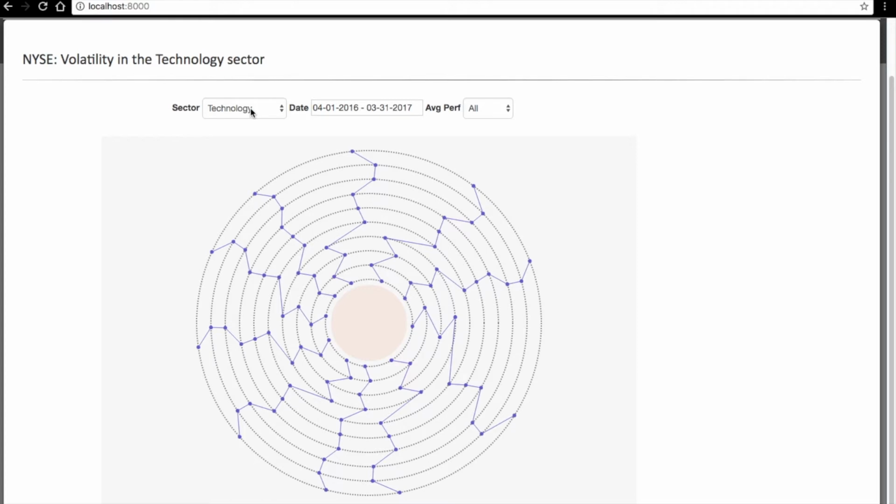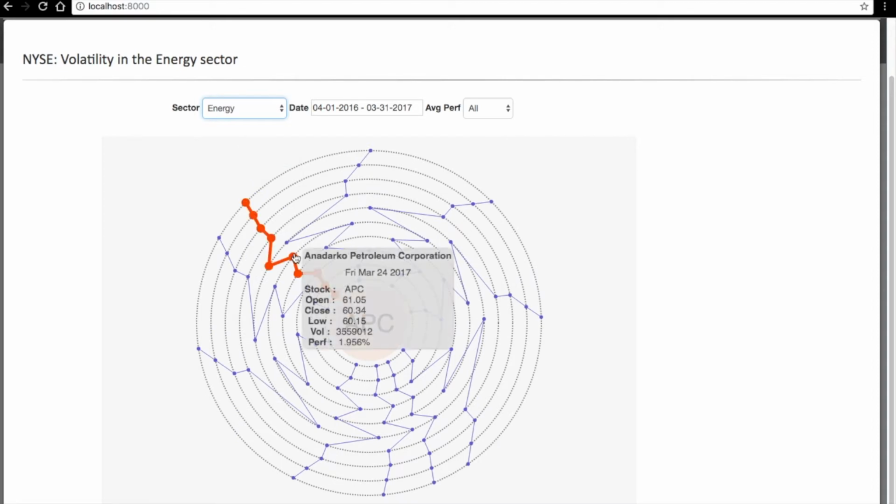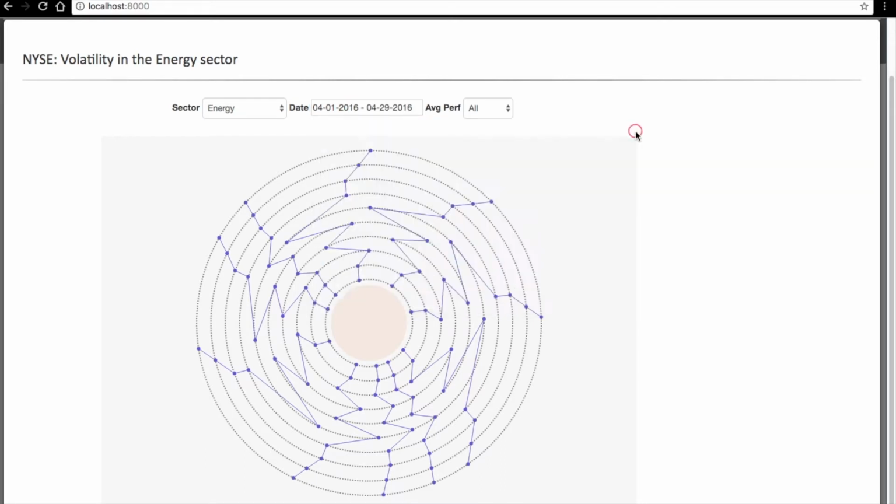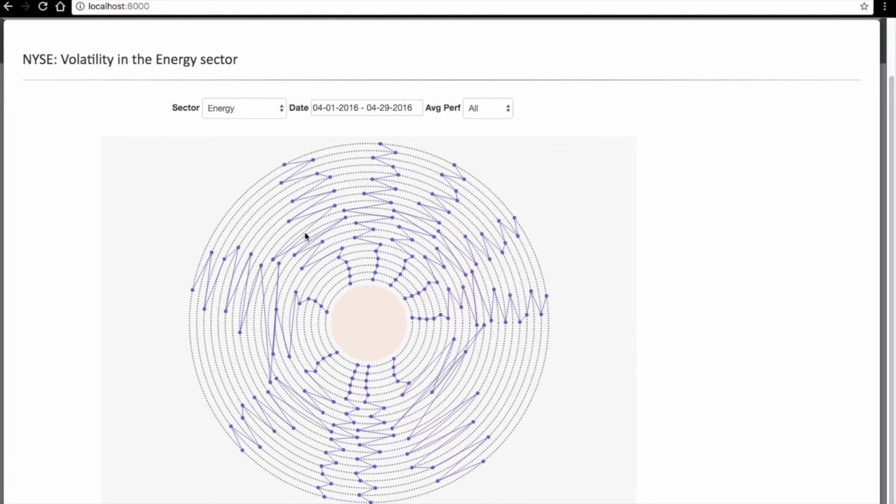Now, I can switch between various sectors like technology, healthcare, consumer goods, energy. So, I can clearly see that energy stocks are pretty volatile when we compare it with the previous sector, which is technology. The other features are we can select the various date ranges up to 50, because beyond 50, it might get really cluttered. Here itself, it's pretty cluttered.